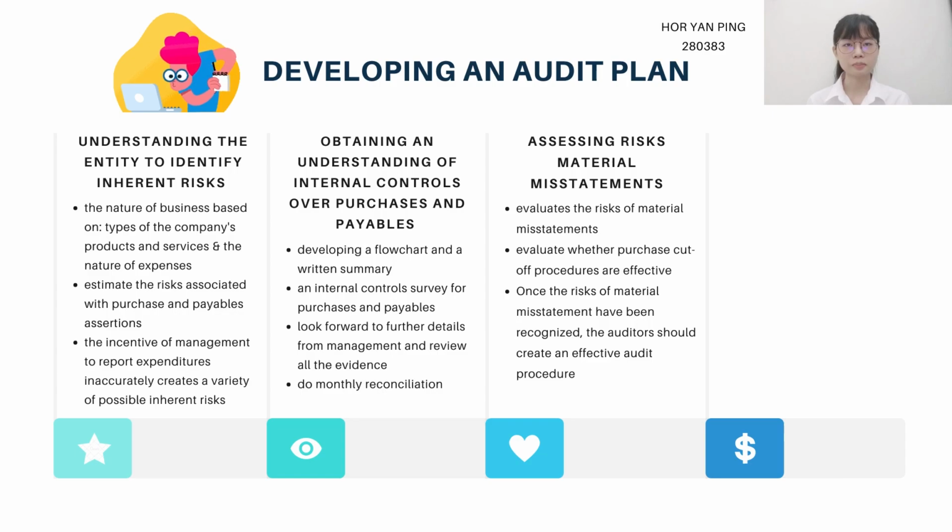After that is assessing risk of material misstatement. The auditor evaluates the risk of material misstatement, which involves inherent risk and control risk, based on the information received from an overview of entities, inherent risk, and internal control. For example, an auditor may decide if the transaction is vulnerable to understatement related to the pressure to disclose high profit. Furthermore, the auditor should evaluate whether purchase cut-off procedures are effective in ensuring the purchase and payable are reported at the appropriate time. Once the risk of material misstatement has been recognized, the auditor should create an effective audit procedure.